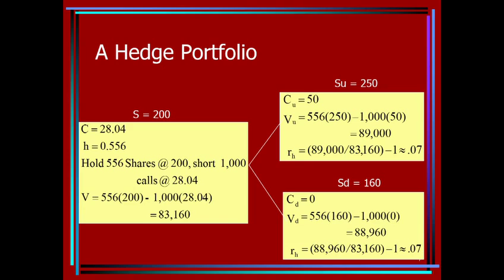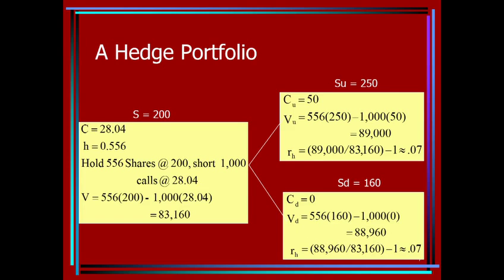However, you lost money on your shares because you bought at 200 and the price has gone down to 160. But we said that when you correctly hedge your portfolio, it doesn't matter, right? So the value of your portfolio is 88,000 due to rounding off error. Again, you have roughly 7% return.